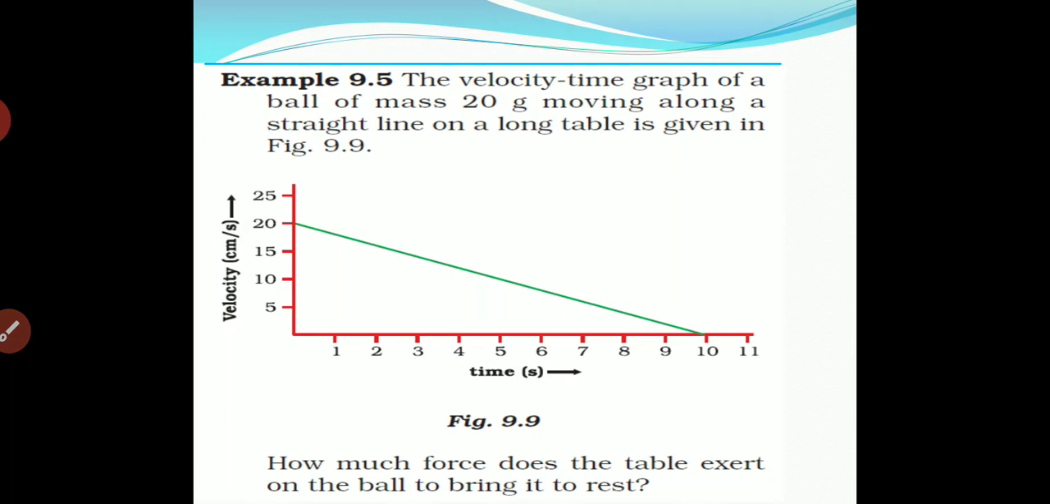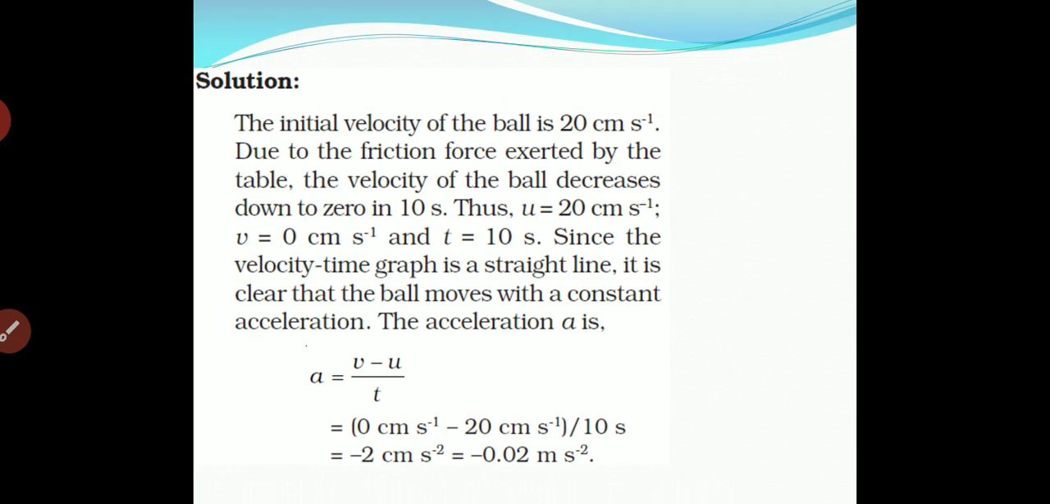The velocity time graph of a ball of mass 20 gram moving along a straight line on a long table is given in the figure. Okay, how much force does the table exert on the ball to bring it to a rest? Okay, the initial velocity of the ball is 20 centimeter per second. Due to the friction force, the velocity of the ball decreases down to 0 in 10 seconds. How much second? It will be 10 seconds.